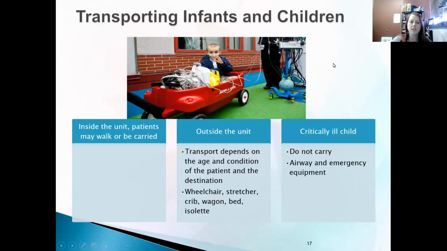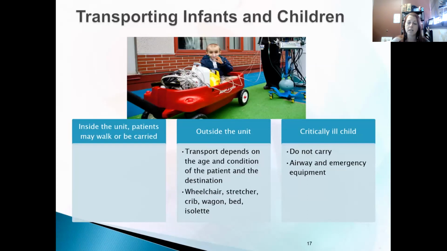All right, transporting kiddos. If you're inside the unit, patients can be walked or carried. If you're literally going across the hallway to the treatment room, you can carry that little baby. But if you're walking outside of the unit and you trip and fall, that child can fall. Some harm can come to that child. So you do not want to transport a child by just carrying them yourself or the parents carrying them. There's a risk for injury there. So if we have an infant, it can be easy to have the parent sit in a wheelchair, and then the parent can hold the infant in their lap, and then you can push the parent in the wheelchair.